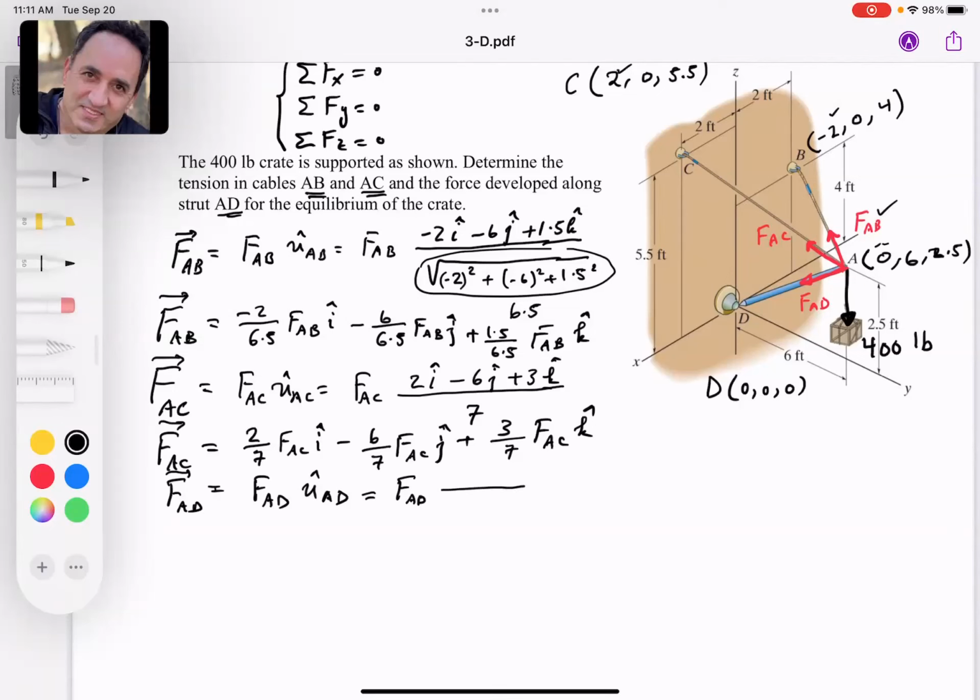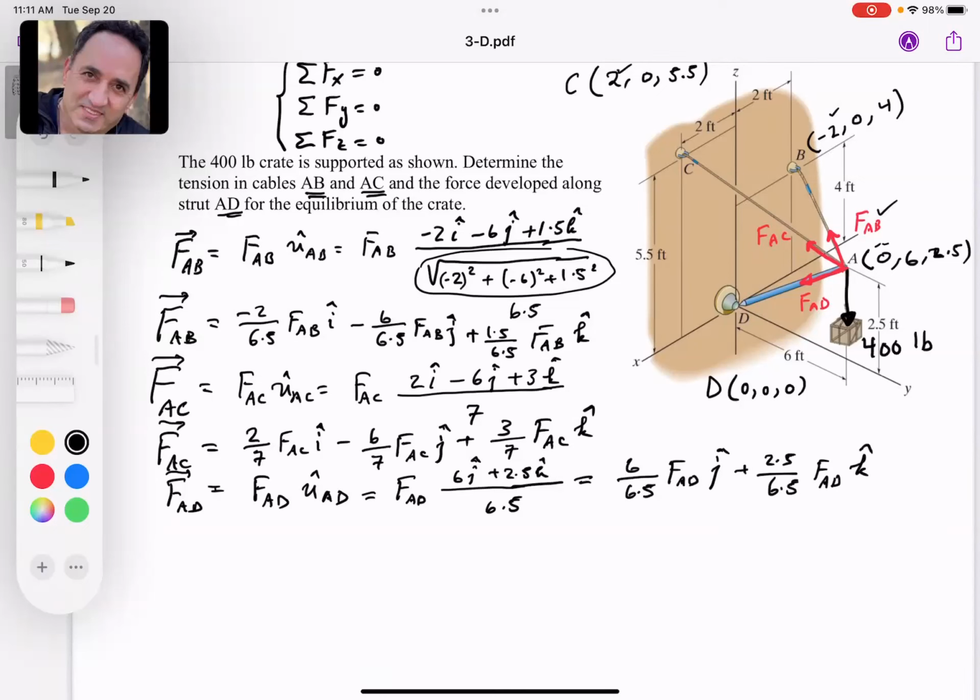So we have 0 minus 0, 0I, but I'm not going to even bother with that. 6 minus 0, 6J, right? And 2.5K, 2.5 minus 0. The denominator of this becomes, I believe, 6.5, the magnitude. So I'll write this like that: 6 over 6.5 FAD J and 2.5 over 6.5 FAD K.